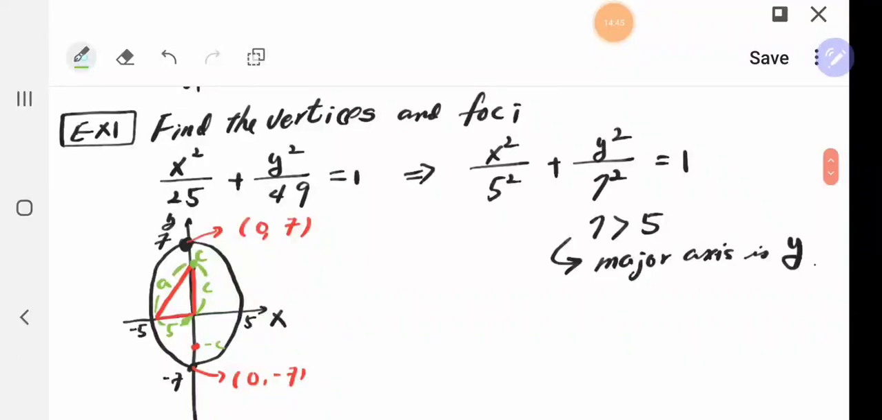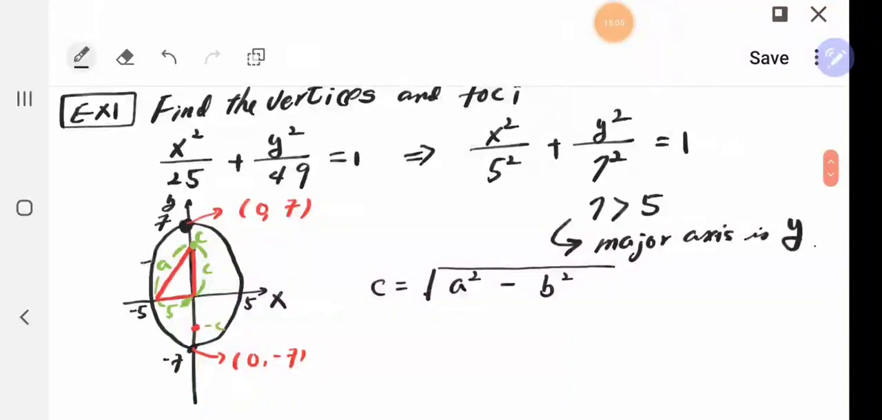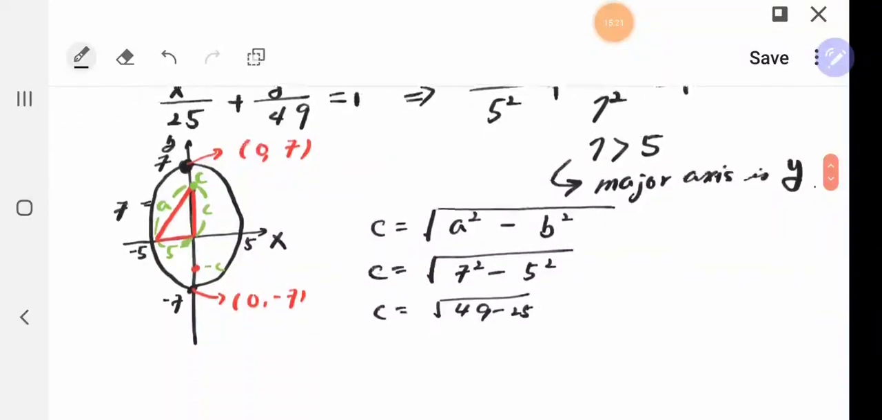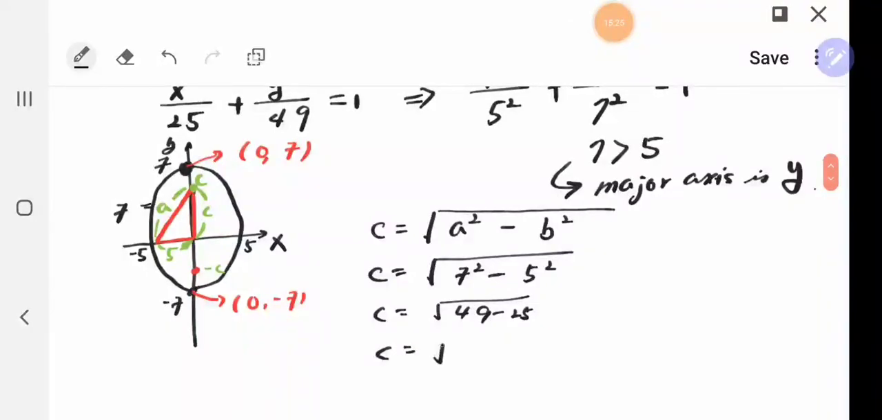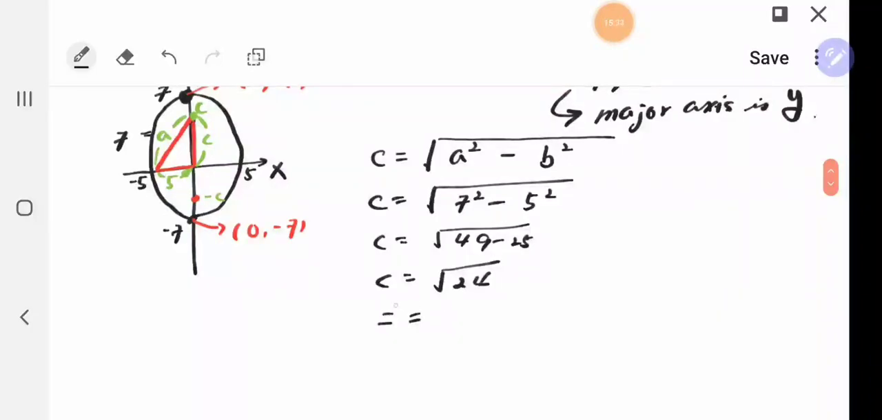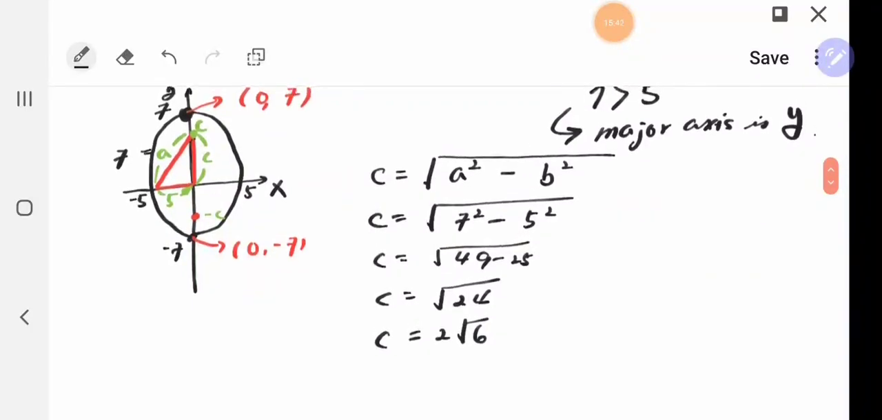So using the Pythagorean theorem, c is equal to the square root of a squared minus b squared. Okay, now a is equal to what? 7, right? So c is equal to the square root of 7 squared minus 5 squared, 49 minus 25. So c equals the square root of 24. Then 24 is equal to 4 times 6, so 2 square root of 6. So that is the focus of this ellipse.